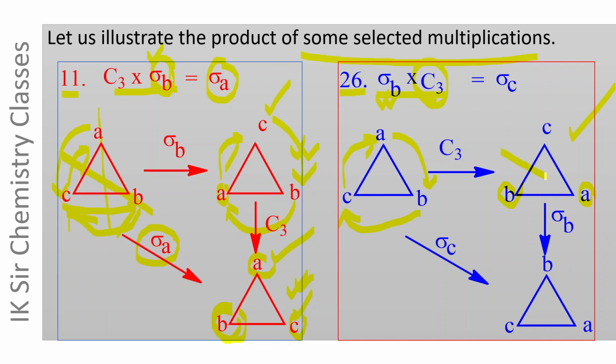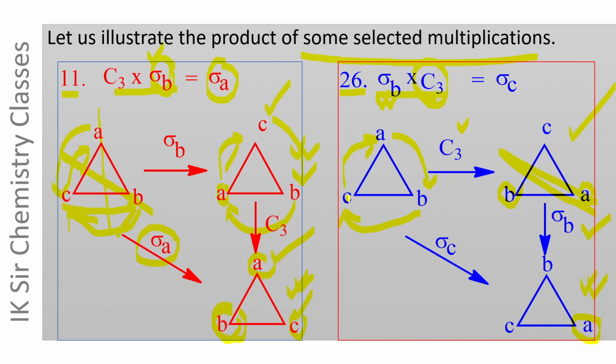It must be noted that the positions of sigma A, sigma B and sigma C are kept static as in the original figure. On reflecting through this plane, the position of A will remain unchanged, while B and C will exchange their positions. This is the orientation of the NH3 molecule obtained after applying C3 and sigma B operations successively. This orientation can also be obtained by applying the sigma C operation to the original figure.